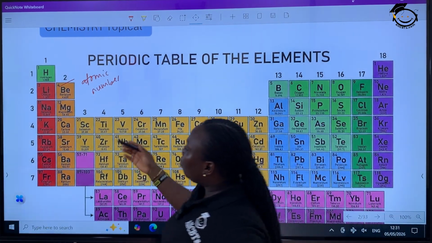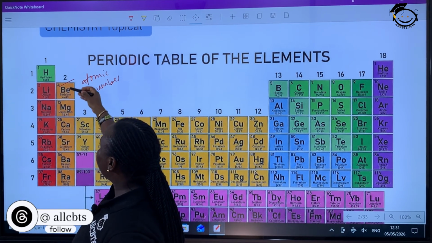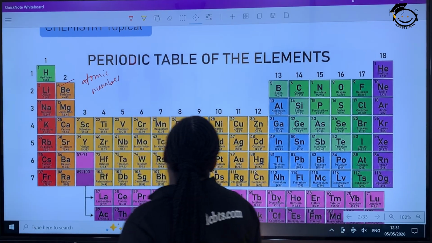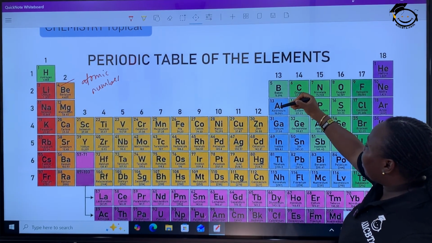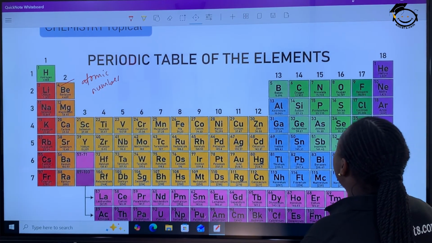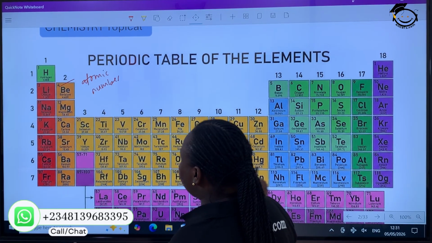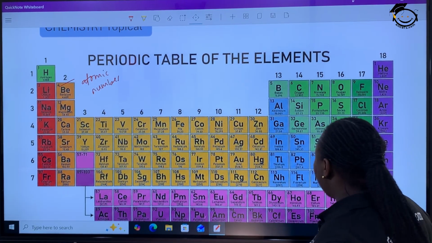Now down the group, we are going from 3, 11, 19. We are going from 4, 12, 20 to 38. We are going from 5, 13, 31, 6, 14, 32. Now let us still compare our lithium and sodium.